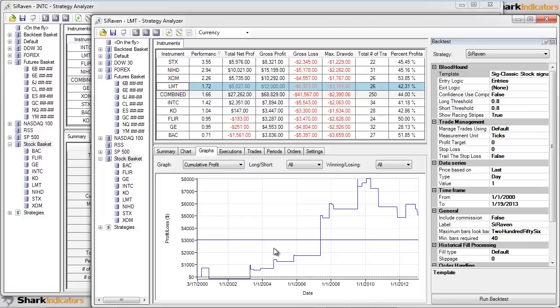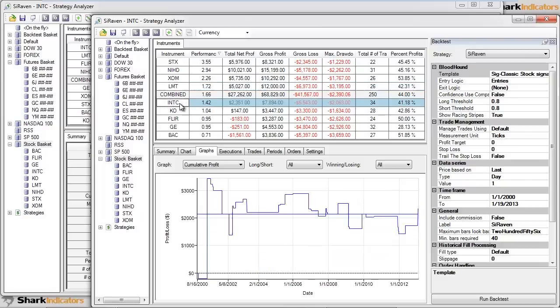Next, we have Lockheed Martin. This is not too bad. Stair stepping up. The last couple of years, though, it had some issues. Once again, maybe some money management can help with that. Now, Intel was on top in the other strategy analyzer, but here we can say it got one huge trade up, and then it just chopped around the entire time. So definitely the settings for the stochastics and the MACD just don't work well with this instrument.